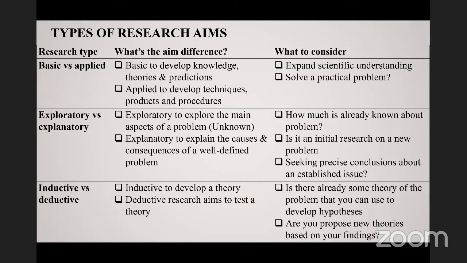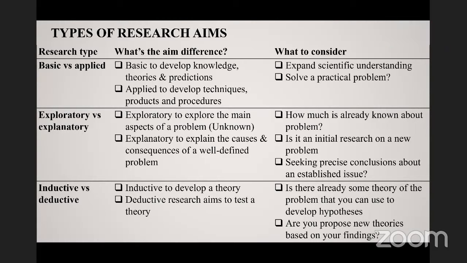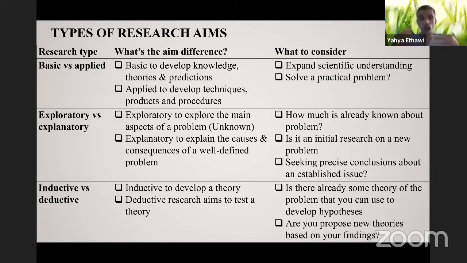Exploratory, you're going to an area that you don't know, so you're exploring it. You're doing something to explore the unknown. Explanatory, you know it, but you want to find a well-defined, structured theory to analyze this problem. So if there is much known about the problem, you go explanatory aim. If this problem has no known anything, then you go for exploratory aim.